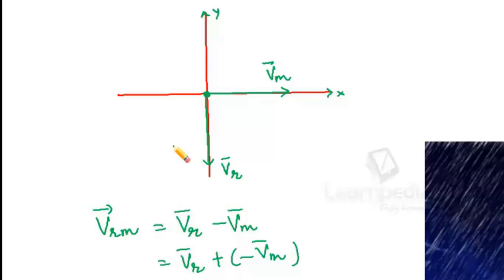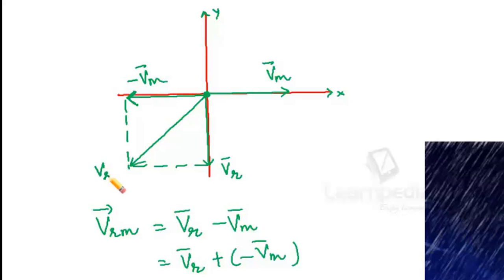So vectorially, from the figure point of view, what do we have to do? We have to change the direction of the velocity of man. This will be minus Vm. Magnitude is the same and the direction is reversed. Now we have to add velocity of rain and minus velocity of man. So generate a parallelogram. Resultant will be along the diagonal of the parallelogram. This will be the velocity of rain with respect to man.